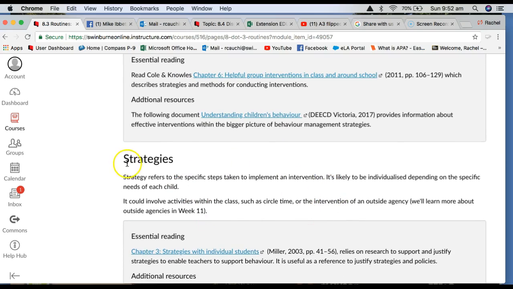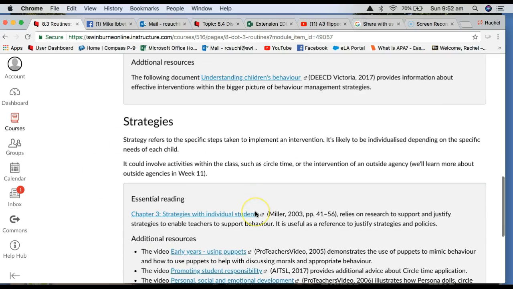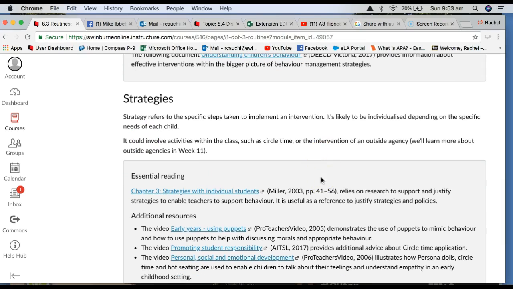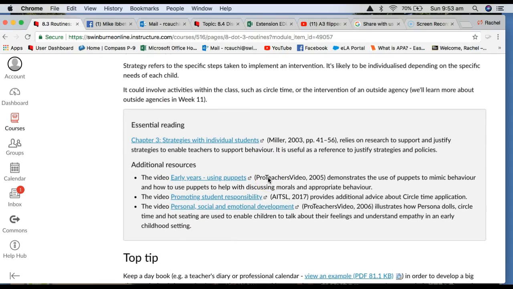We can scroll down to also a section about strategies, because when you have a look at Gemma, Ahmed and Balam in Assessment 3, this is exactly what you are going to be offering for them. So some sort of strategy or some sort of tool that you're going to suggest to deal with the behaviours that you're seeing. So bear that in mind when you're having a read of the readings this week.